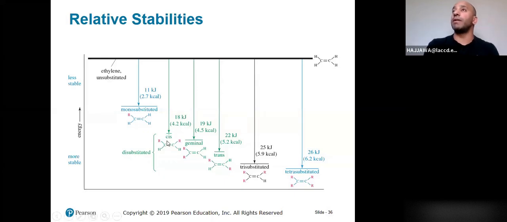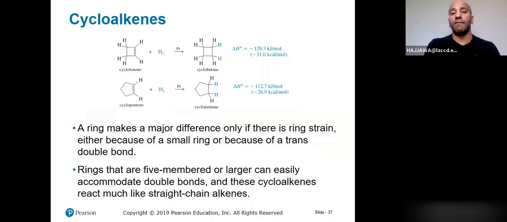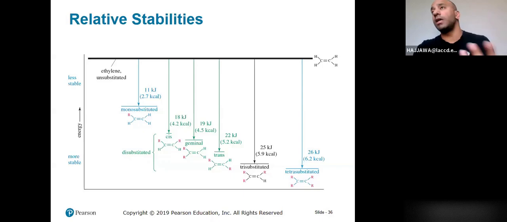What would be less stable than the di-substituted? Mono-substituted. What would be the least stable alkene unit? An ethylene, which is a CH2 double bond CH2. So that's how we rank the stability of alkenes. It's based on how many substituents are sitting on that alkene unit. The more substituted the alkene is, the more stable it is. And that's what I want to talk about in this part.